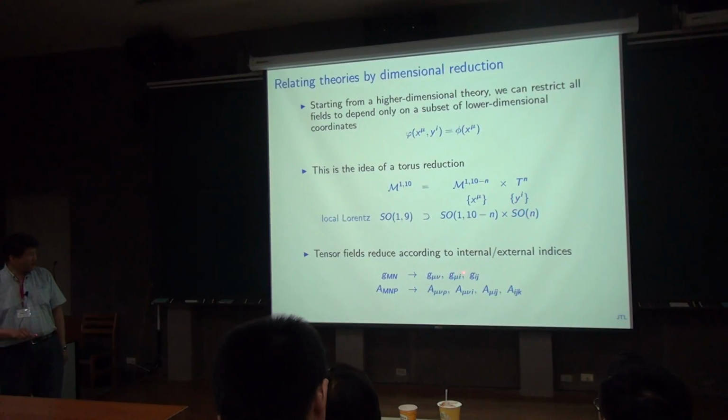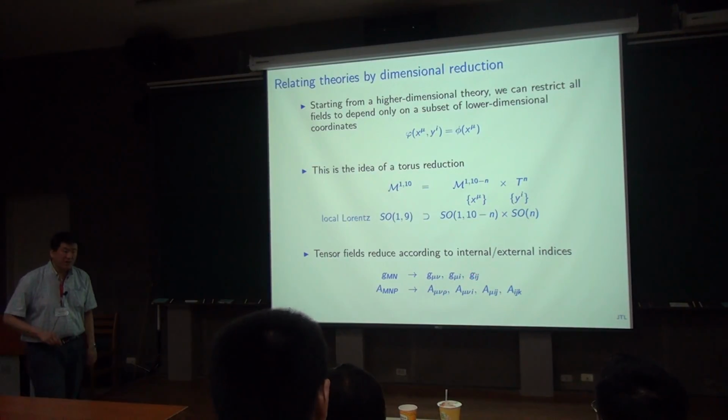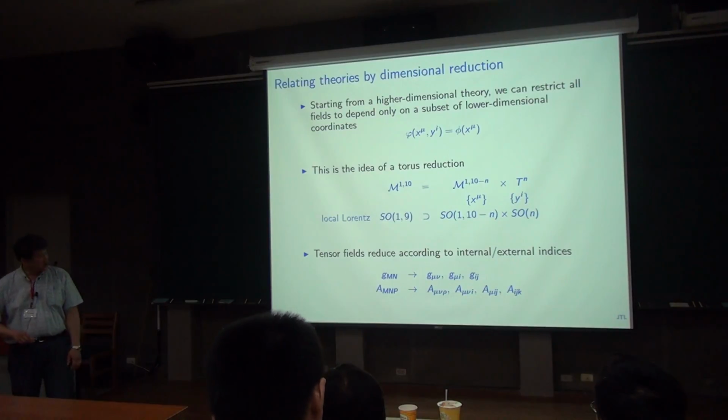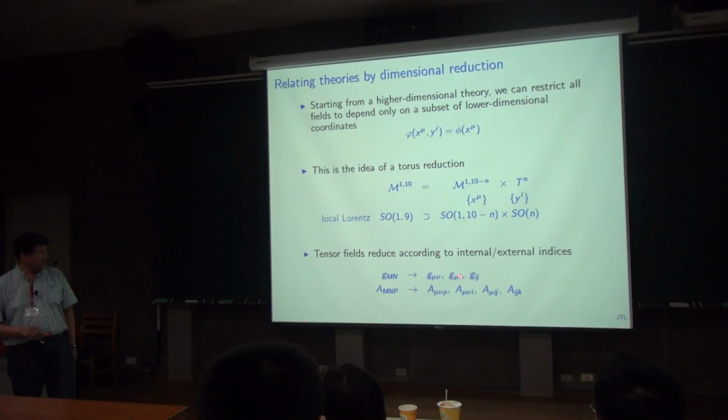Now from a lower dimensional point of view, G ij does not transform as a lower dimensional tensor. i and j are internal indices. They are not affected by lower dimensional Lorentz transformations. So this looks like a scalar in 4 dimensions, or in lower dimensions. This transforms with a mu index as a vector. This transforms as a rank 2 tensor.